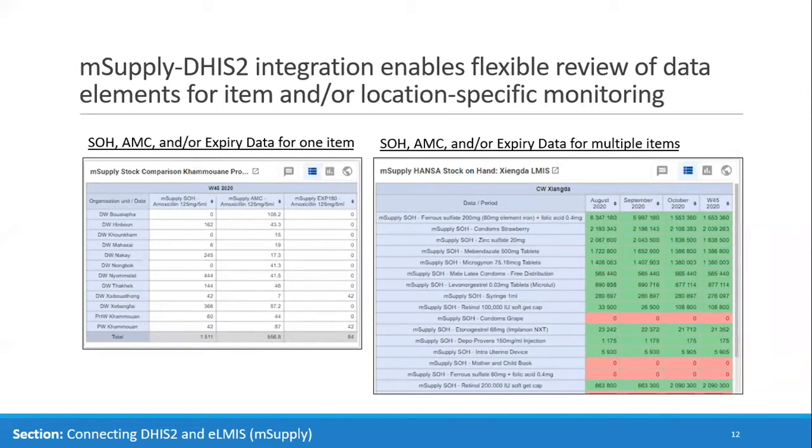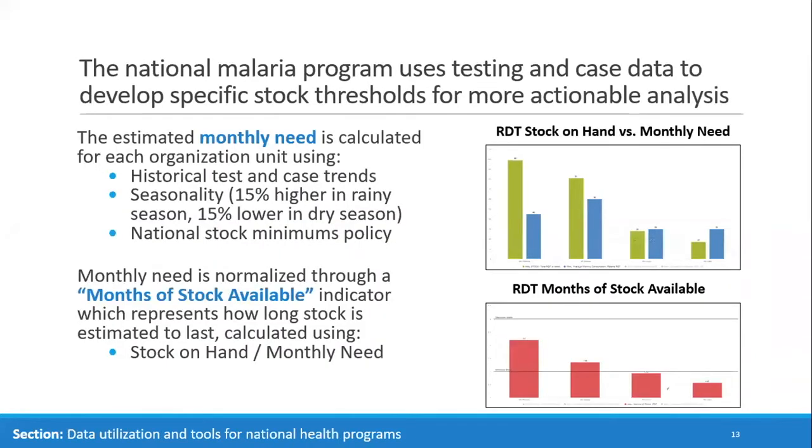But what we've also noticed and where we're hoping to go is to make sure that we can adjust these and leverage them into more actionable indicators. So it sounds like this is maybe similar to what some other countries that have presented so far in this academy have demonstrated, but to share a little bit about our National Malaria Program, which has been a key user of logistics data here in Laos. The team has used testing and case data to develop thresholds for what their stock should be, so that we can compare it to what it actually is.